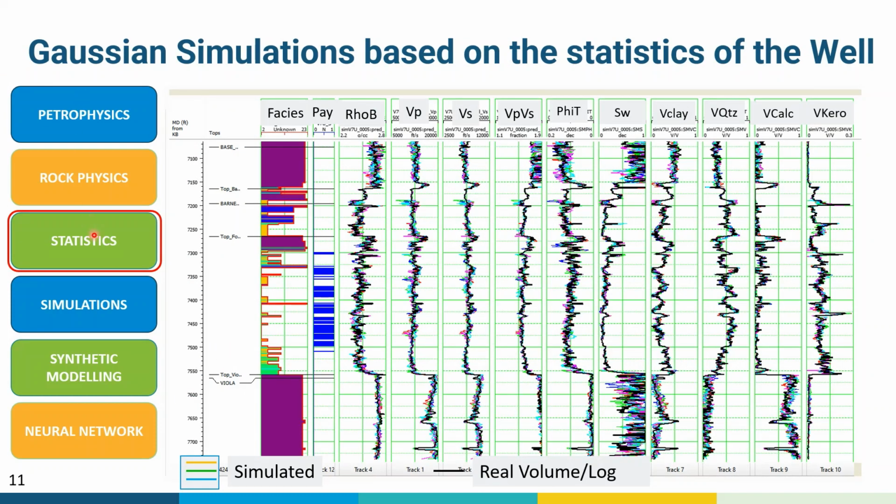Next, we perform a statistical analysis. We break the well log up into a series of different lithofacies, and for each lithofacies, we determine the trend and the covariance matrix, and we'll draw our sample statistics from these lithofacies dependent statistics.